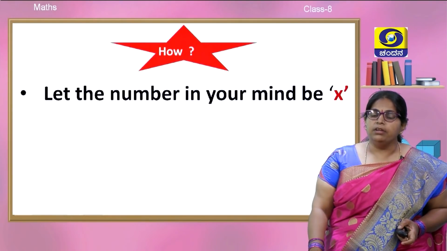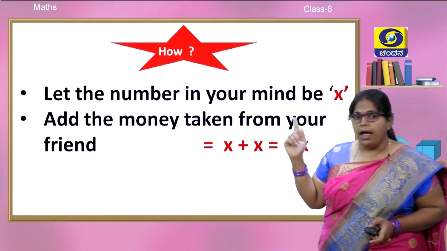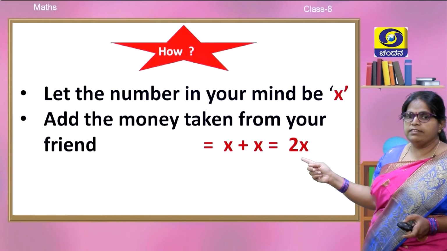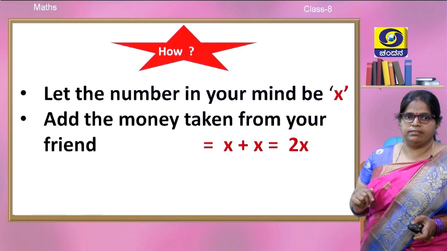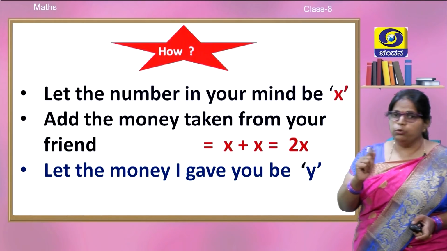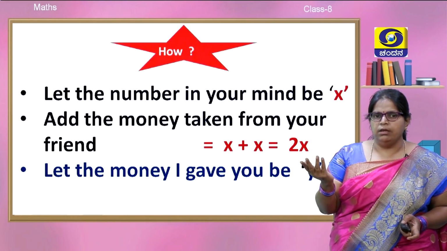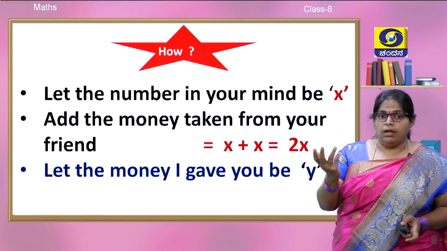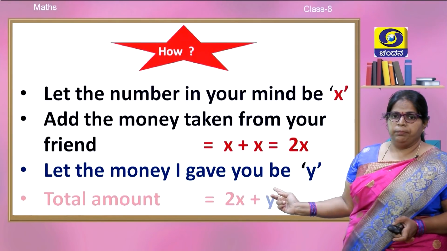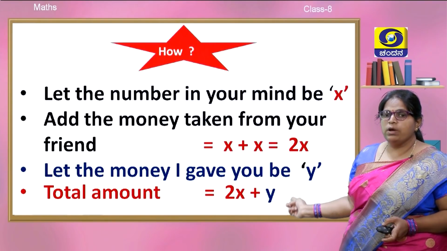Let the number in your mind be x. Add the money taken from your friend. x plus x becomes 2x. Now, I gave you rupees 70. Do you think I should always give rupees 70? Need not be. I can give any amount. So, let the money I gave you be y. Now, total amount 2x plus y.